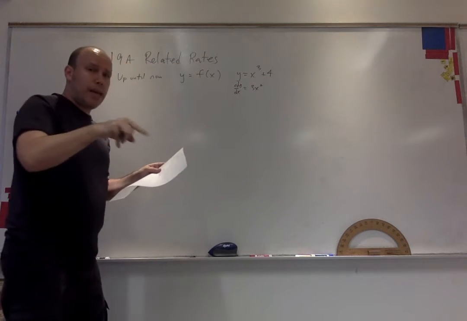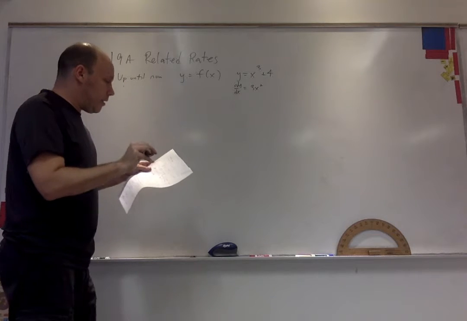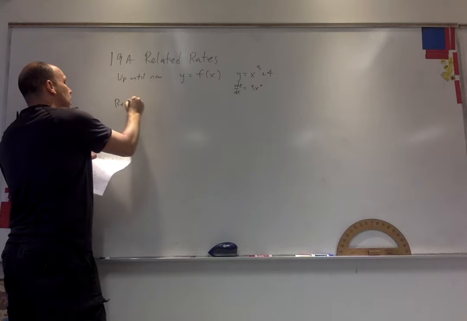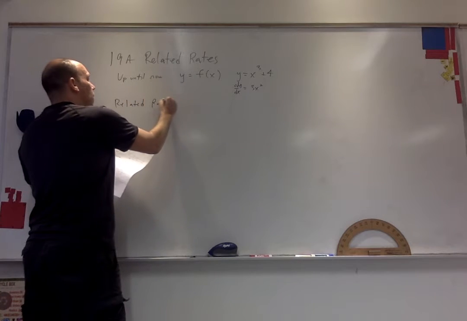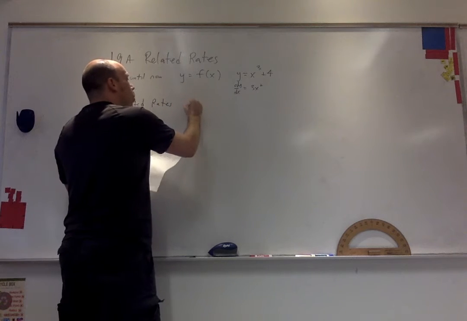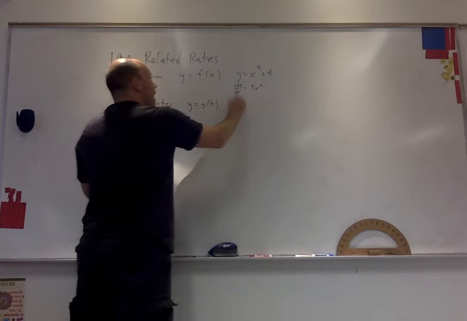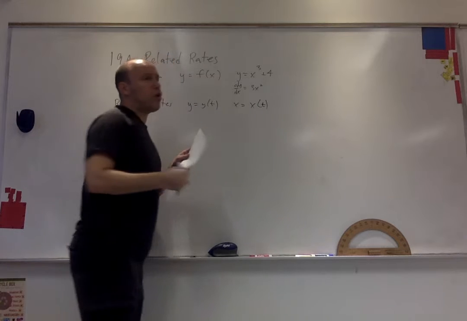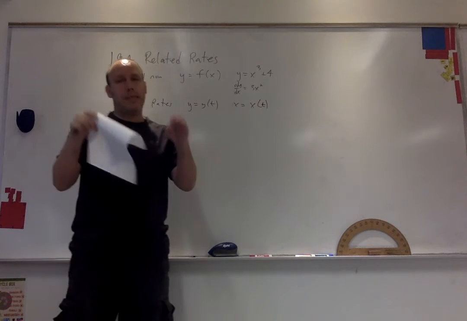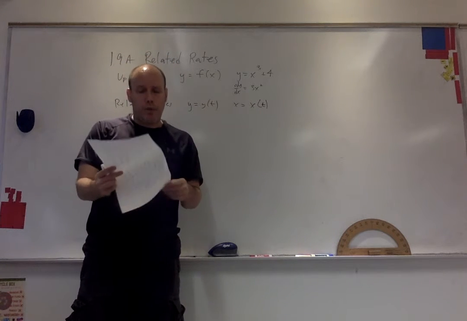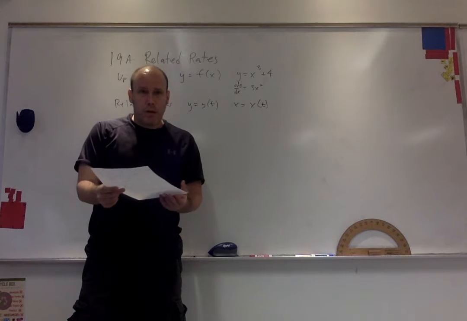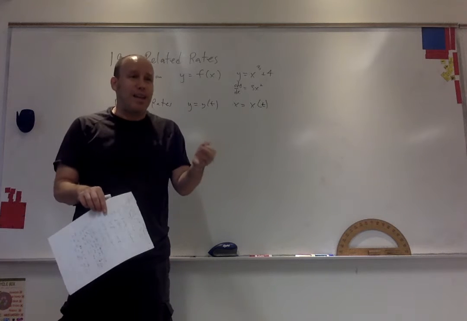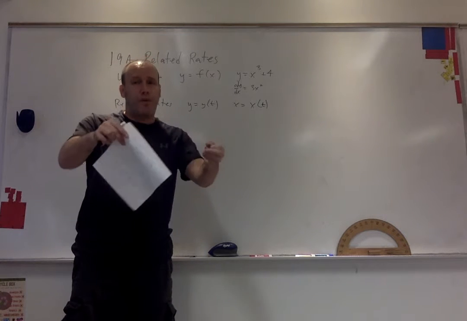But with related rates, the idea now is that y is a function of t and x is also a function of t. So the variables are no longer related to each other, they're related to t. And so for example, we're going to be talking about volume and surface area. So all those variables, the volume, the height, the radius, all of those are functions of time.